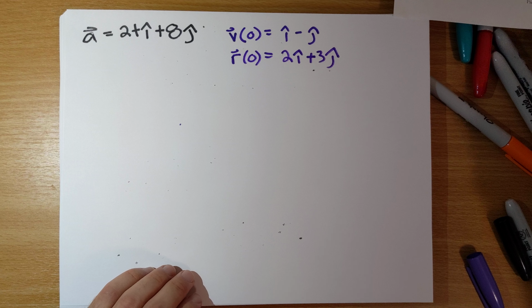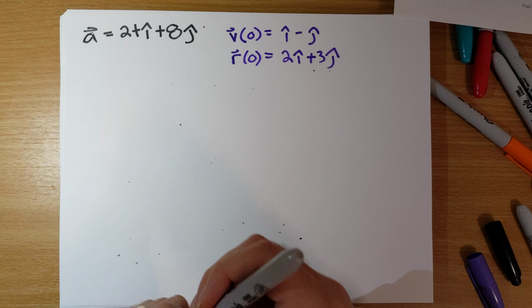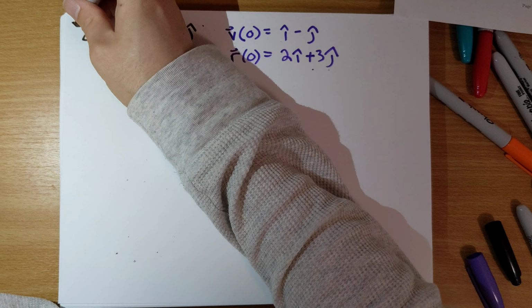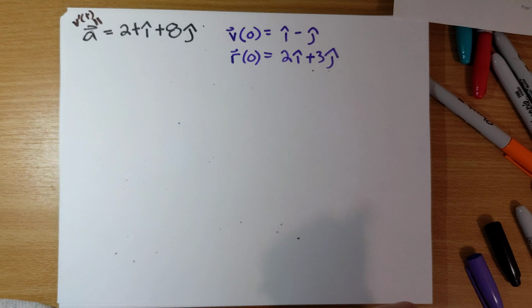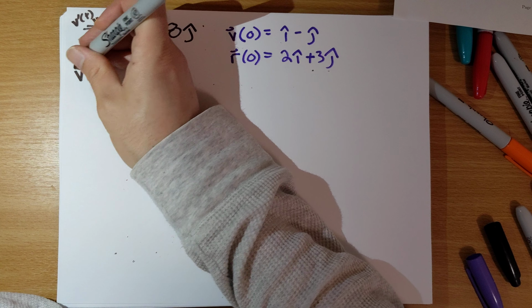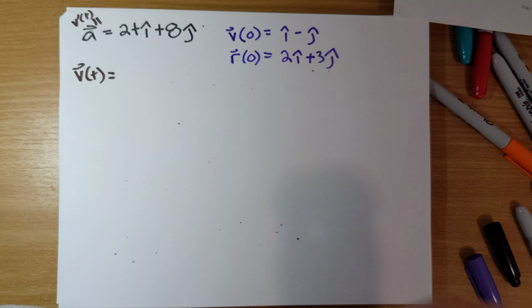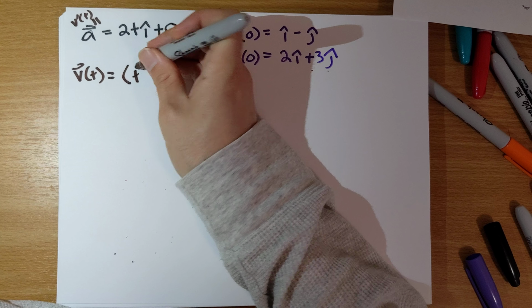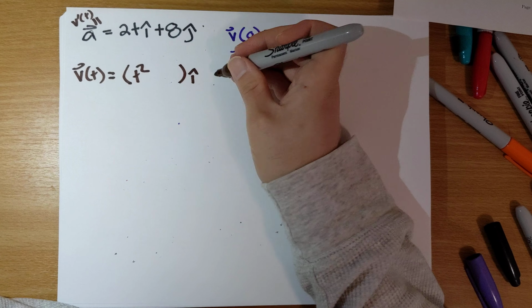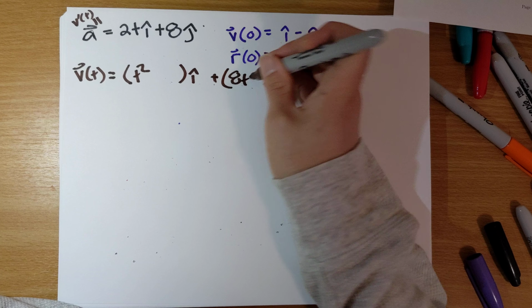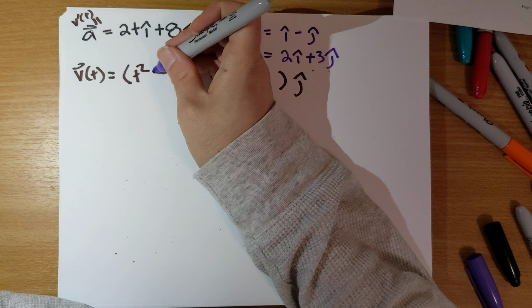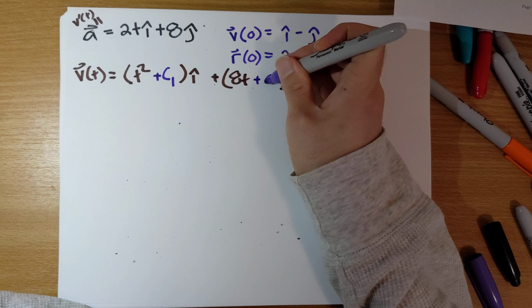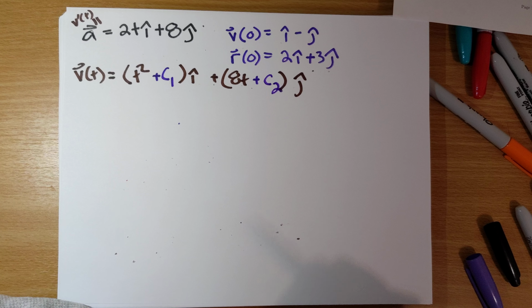Okay, so how do we answer this? So this right here, this is the derivative of velocity. So we integrate a here to get velocity. We would get t squared times i hat plus 8t times j hat. But then we need to throw in constants here, the constants of integration.